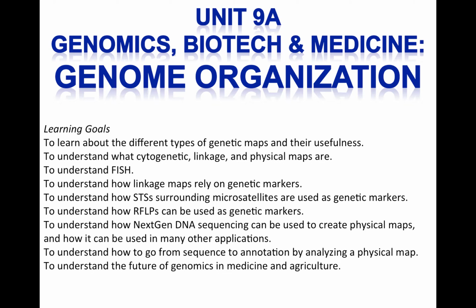Our learning goals are to learn about the different types of genetic maps and their usefulness, to understand what cytogenetic, linkage, and physical maps are, to understand FISH, to understand how linkage maps rely on genetic markers, to understand how STSs surrounding microsatellites are used as genetic markers, to understand how RFLPs can be used as genetic markers, to understand how next-gen DNA sequencing can be used to create physical maps and how it can be used in many other applications, to understand how to go from sequence to annotation by analyzing a physical map, and to understand the future of genomics in medicine and agriculture.